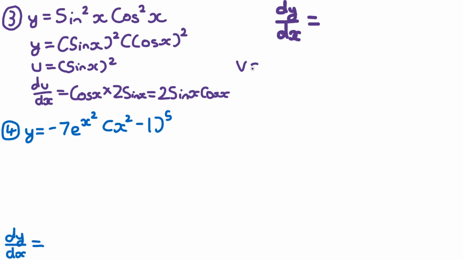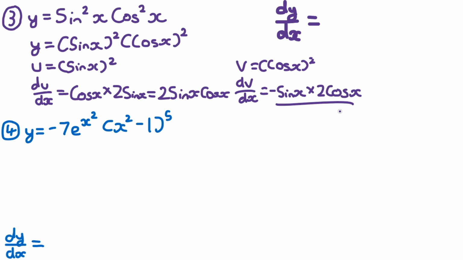Therefore v is going to be cos x to the power of 2. So dv over dx is going to be the inner function differentiated, which is cos x, which is minus sin x, multiplied by the outer function differentiated. The power of 2 is going to come down, so it's going to be 2 cos x, with the power of 1 that we don't write, and we can write this as minus 2 sin x cos x. So we have du over dx and dv over dx.